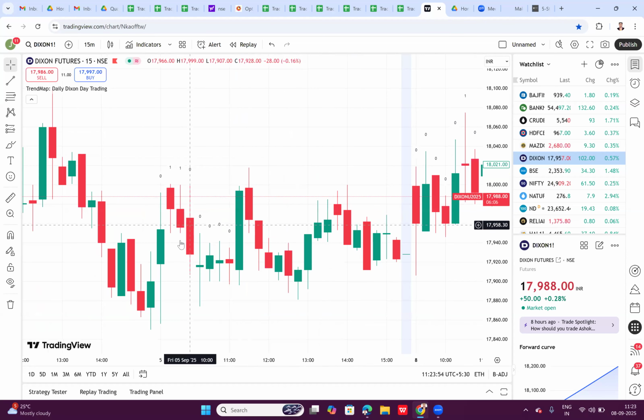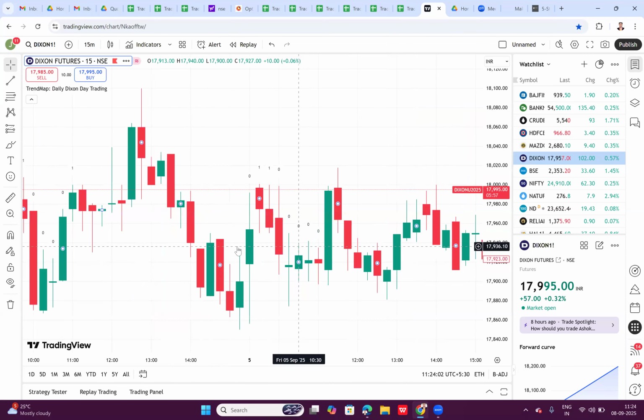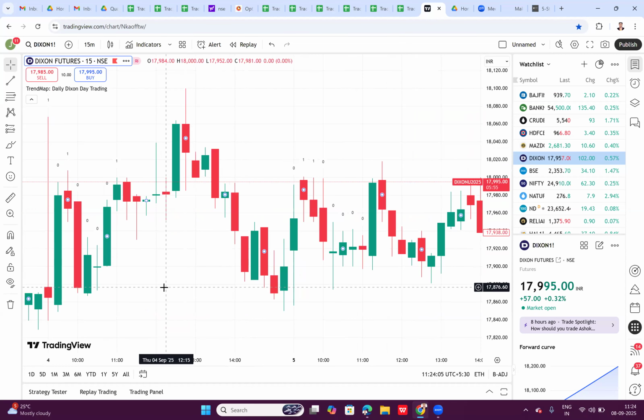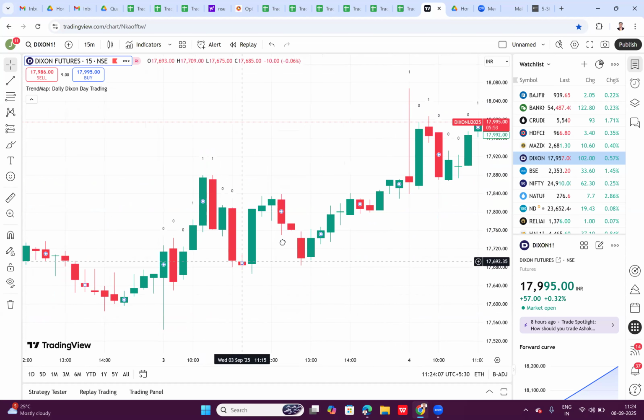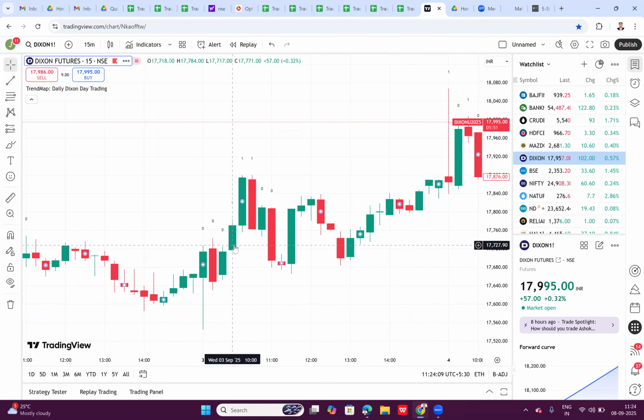Yesterday we got a trade. Sorry, not yesterday, on Friday we got a trade. But the day before yesterday also we got a trade. Before this also we got a trade. Like this, on each of these days we got a trade. So in this way we have to follow.